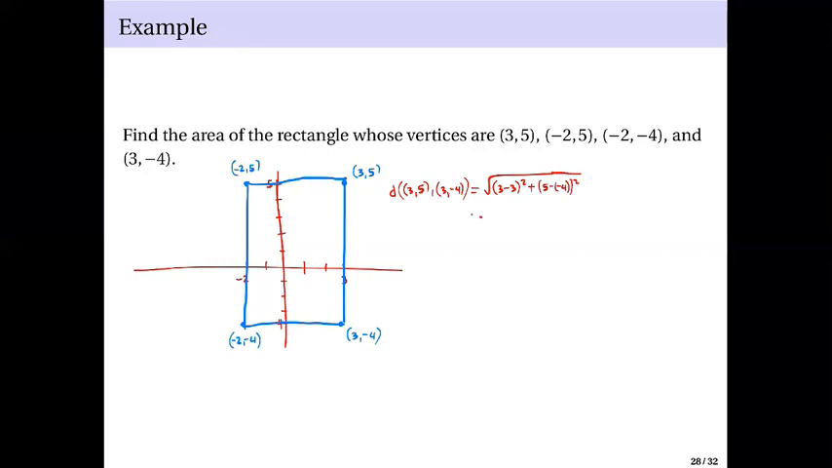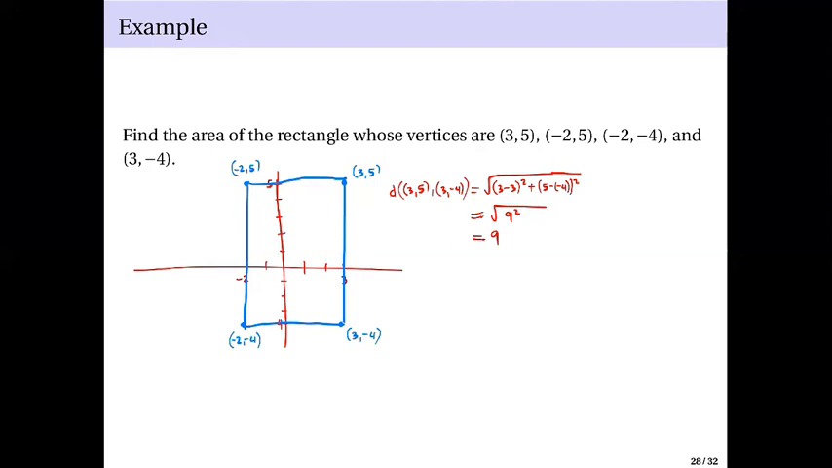So in here, 3 minus 3 is just 0, so let's throw it out. Here you have 5 minus negative 4, that's 9. Then you square it. And then don't square it because you have a square and then the square root. That's just equal to 9. It's like the square root and the square will cancel each other's operations. So meaning the distance from this up to this is 9. Meaning the length of the rectangle is 9.